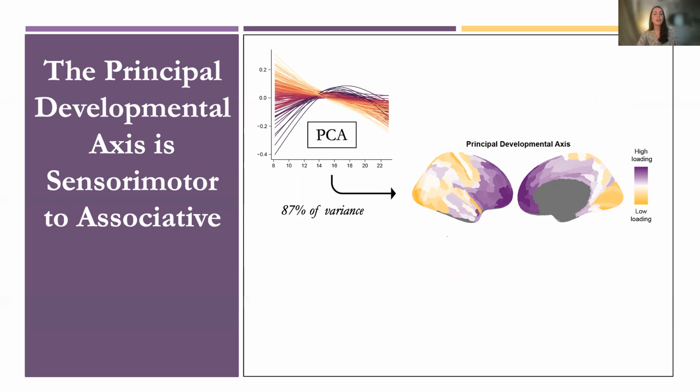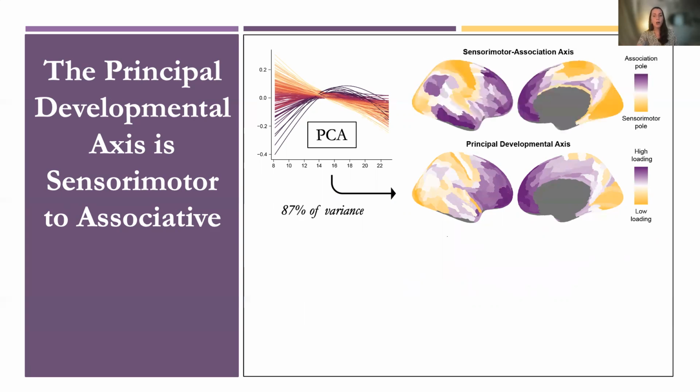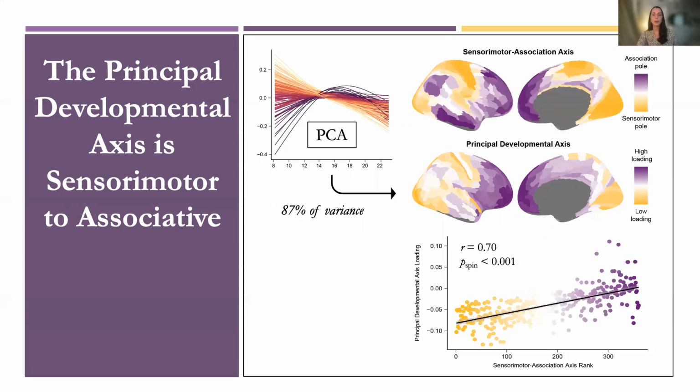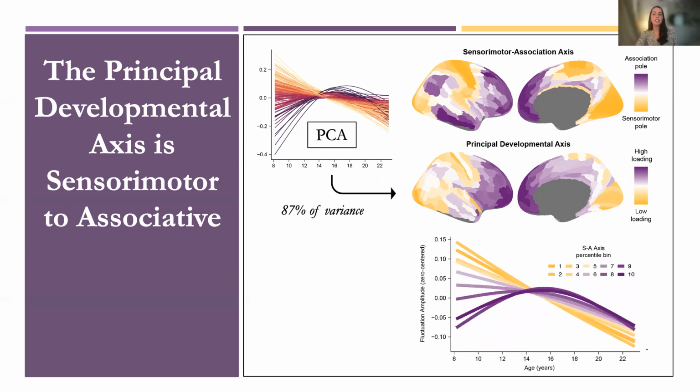This principal developmental axis showed striking homology to the SA axis, with principal developmental axis loadings and SA axis ranks correlating at R equals 0.7. Further, if we divide the SA axis into 10 percentile bins and average regional age fits within each bin, we can see how the continuous spectrum of developmental trajectories visible at the regional level is recapitulated by SA axis percentile bins.